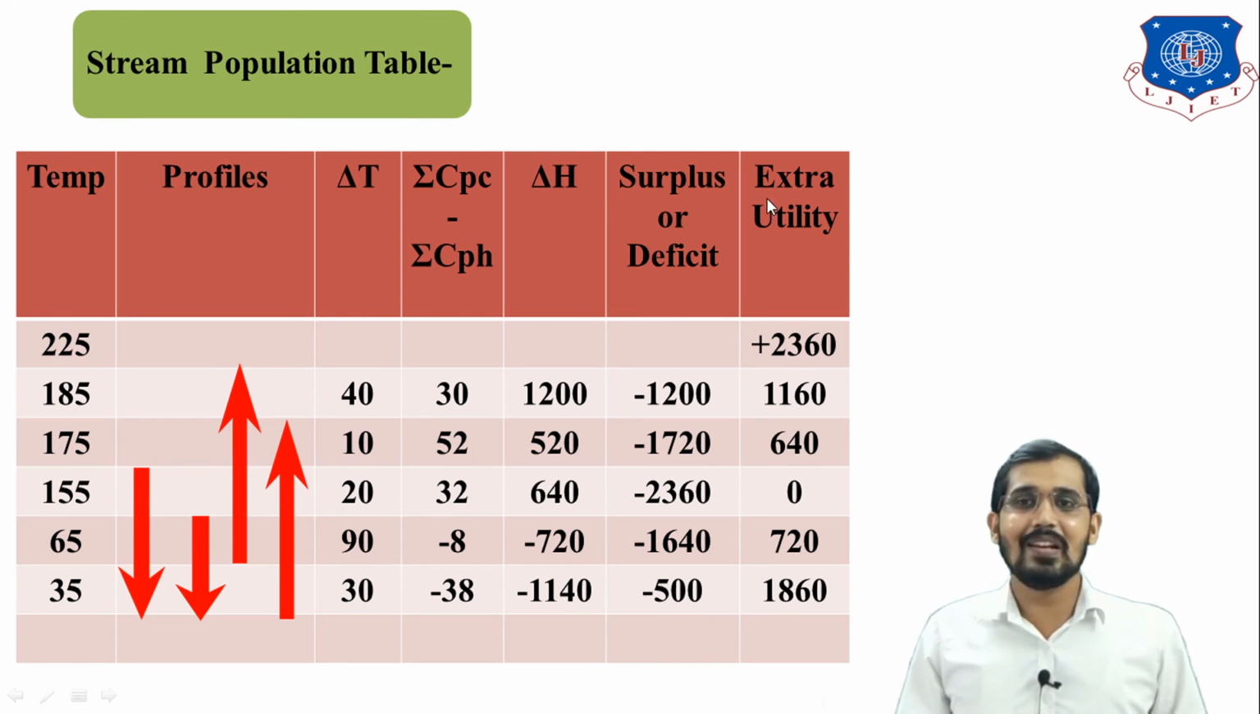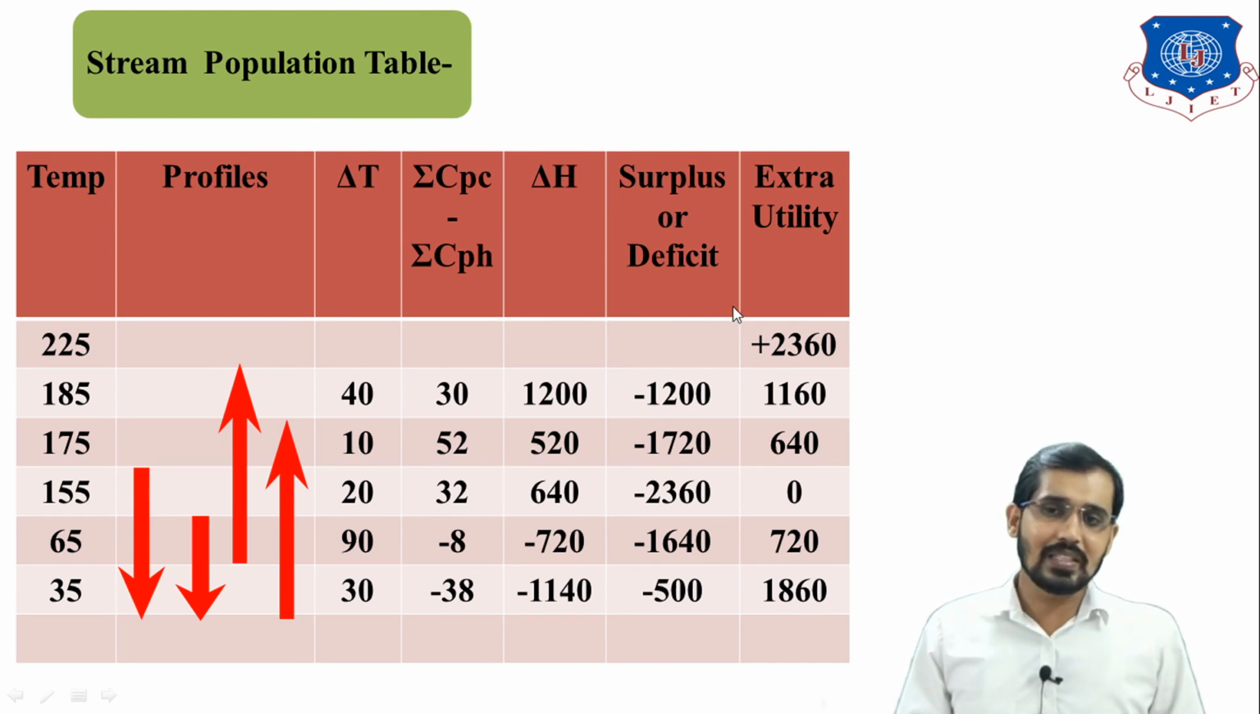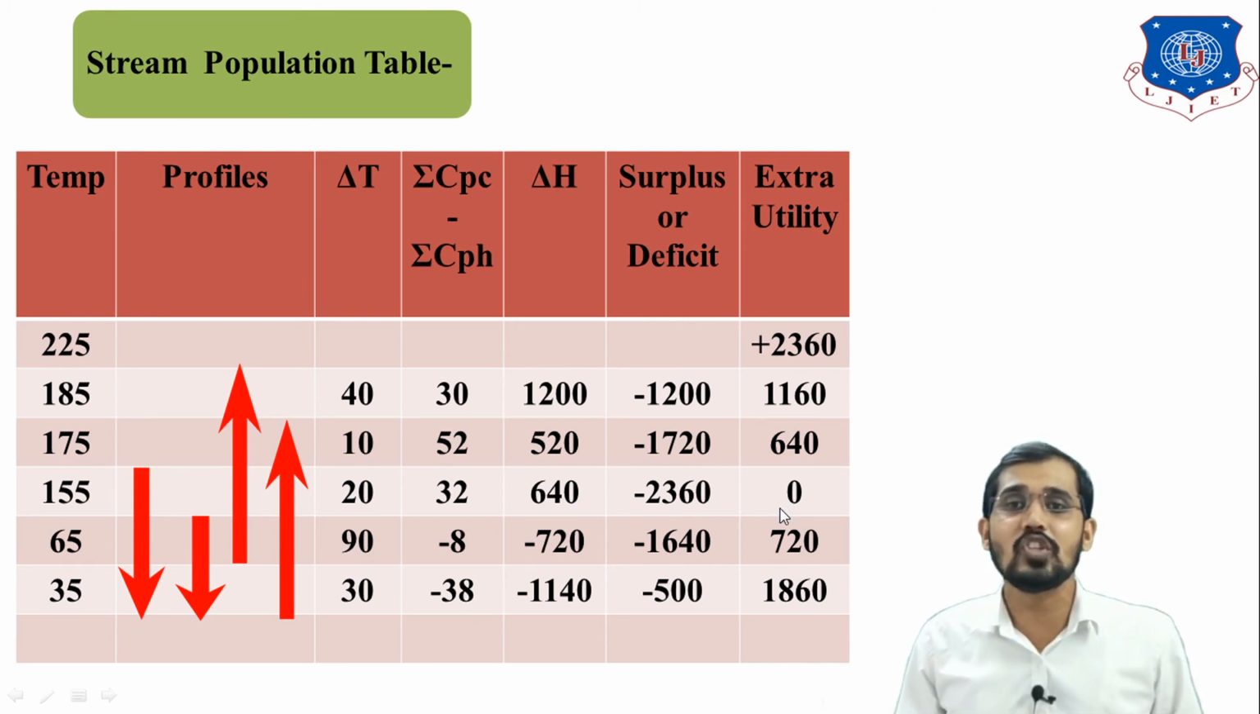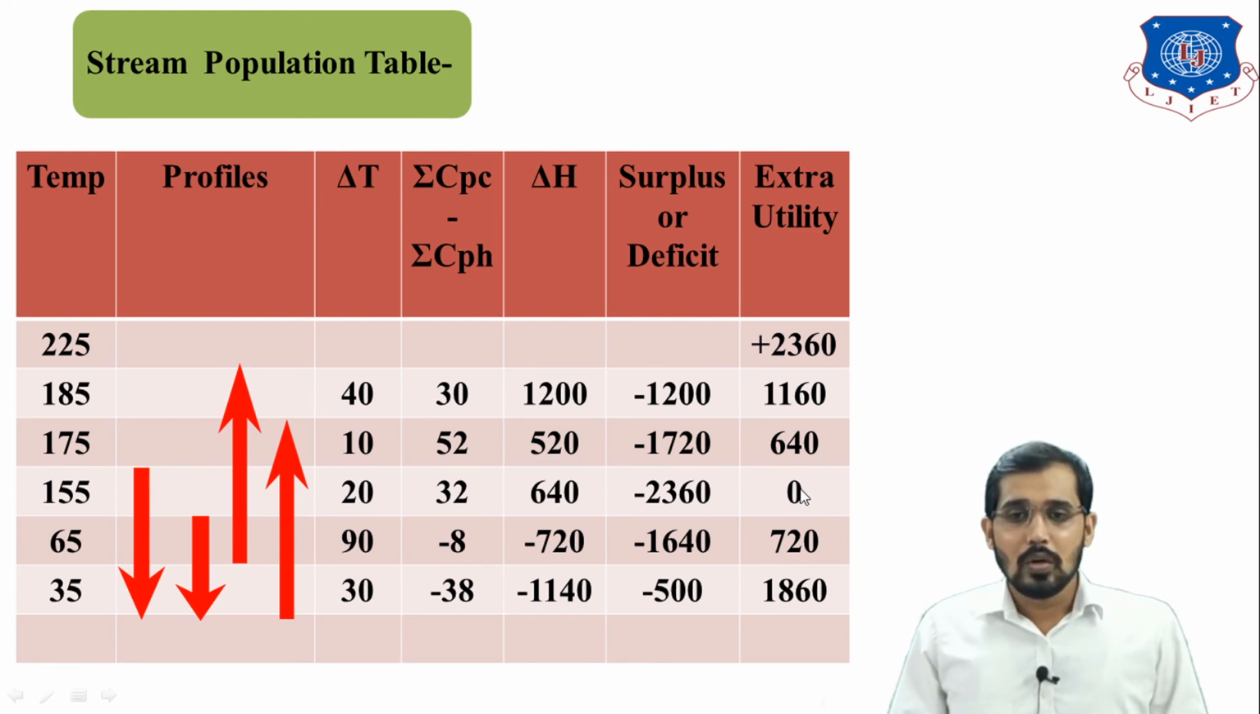So this is the calculation for extra utility. What we have done here, we have just reduced the delta H value from the extra utility. So for the first value, 2360 minus 1200, 1160 minus 520, you will get here 640. Similarly, you calculate all these values till 1860. Now you can see here in this table, in extra utility, one value is 0. This zero value is nothing but related to the pinch temperature.